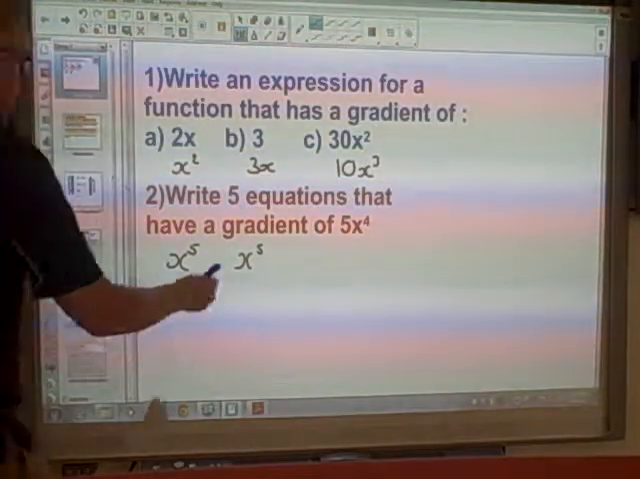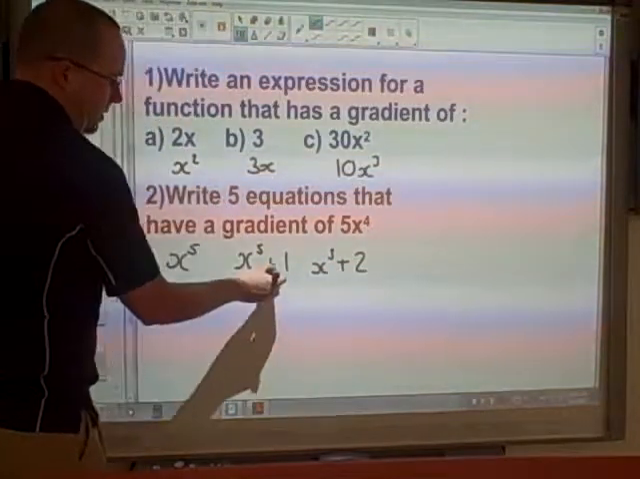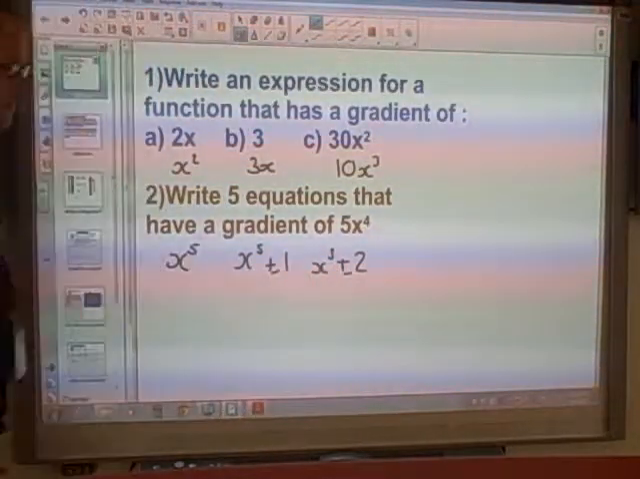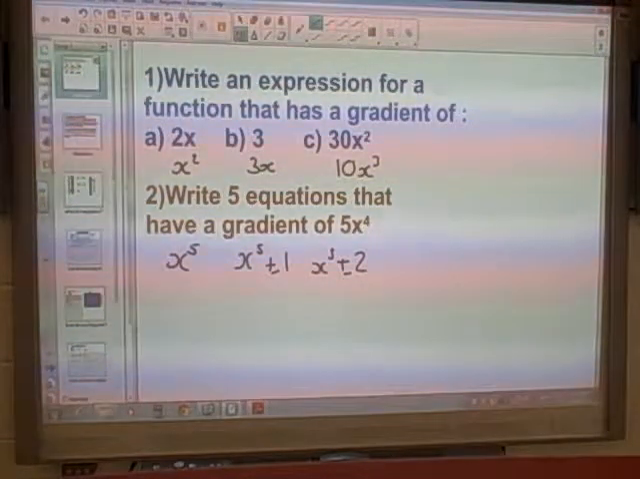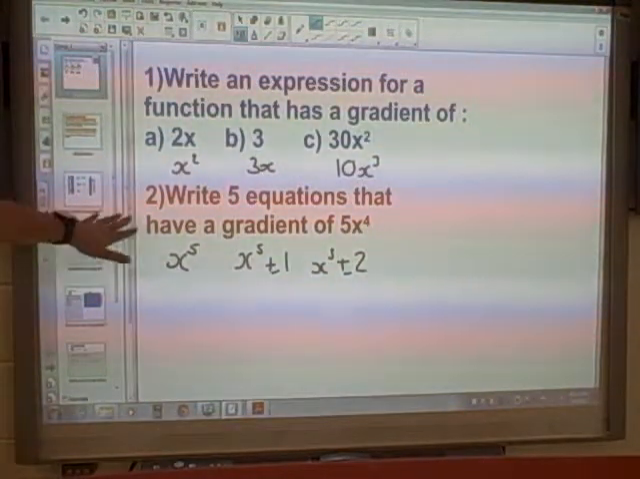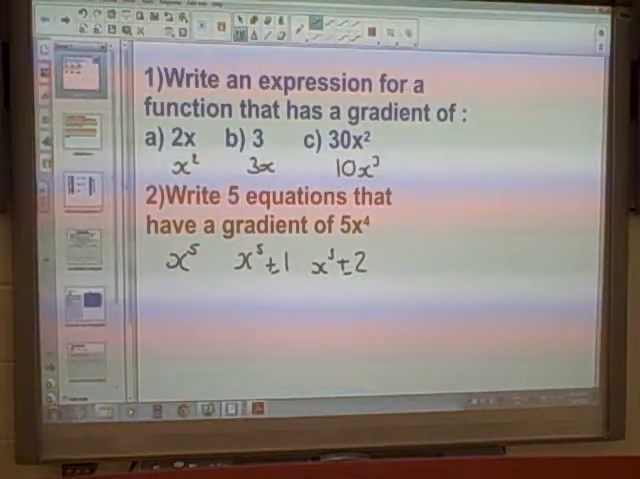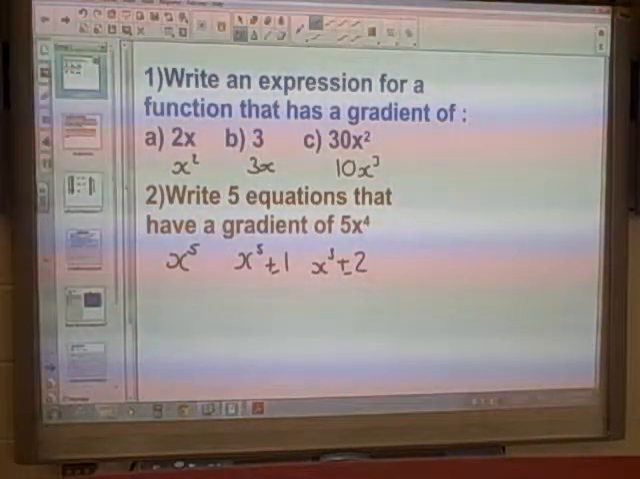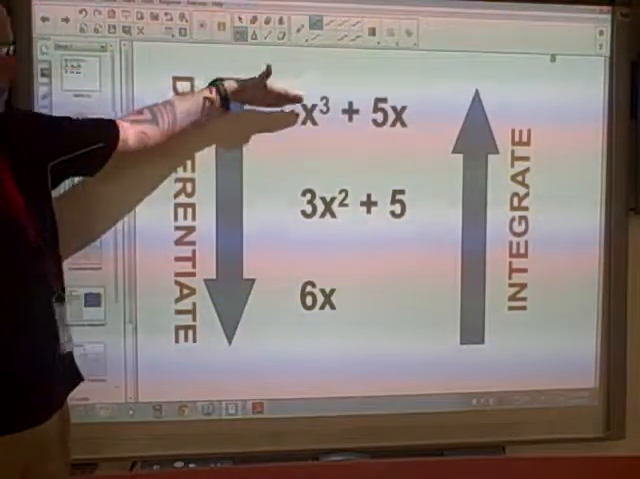So if we had like x to the 5 plus 1, or we could have x to the 5 plus 2, in fact you could have minus 1, you could have minus 2, then actually it's fairly easy to come up with 5 equations. And in fact you could come up with an infinite number of equations. As long as it has x to the 5 and then some number on the end, then that's going to work perfectly.